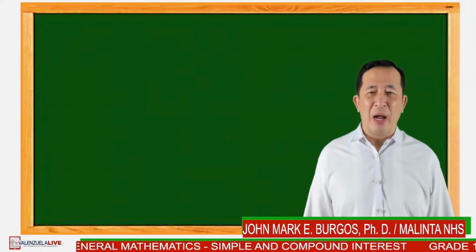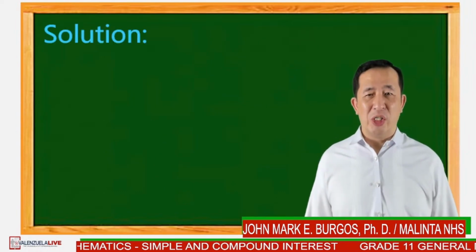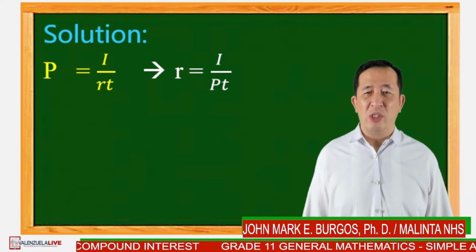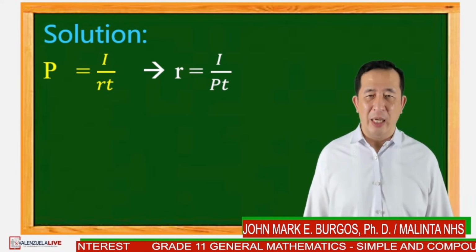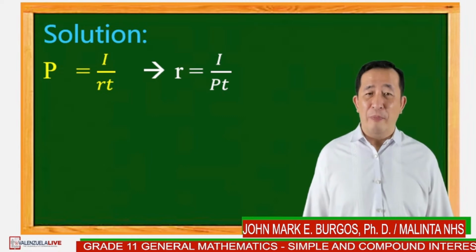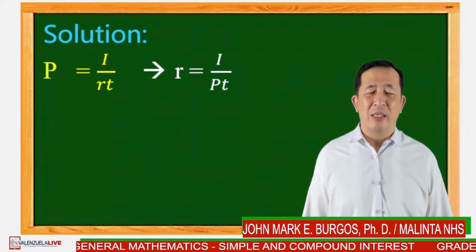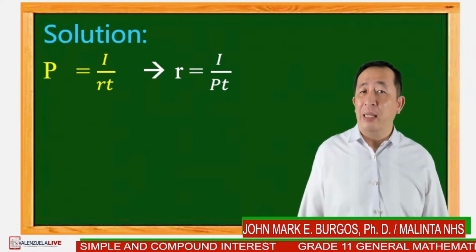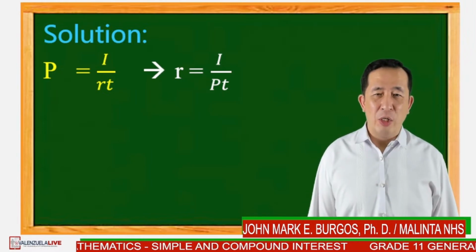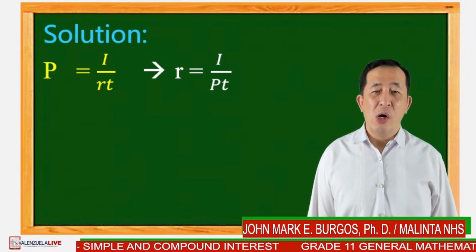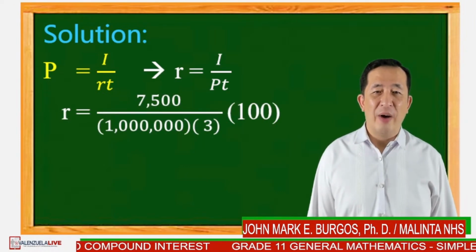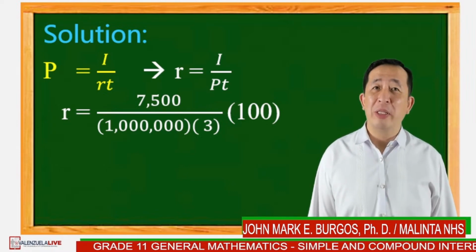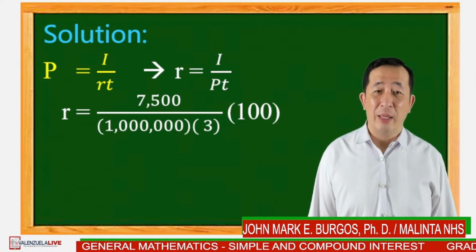To compute for the problem, we have to derive first, or to manipulate first, the formula from the principal, which is I over RT. To get the R, it will be R is equal to interest divided by principal times time. So this will be the formula in getting the rate. To substitute the values, we have R is equal to 7,500 divided by 1 million times 3 times 100. You have to multiply that by 100 in order to get the percent.